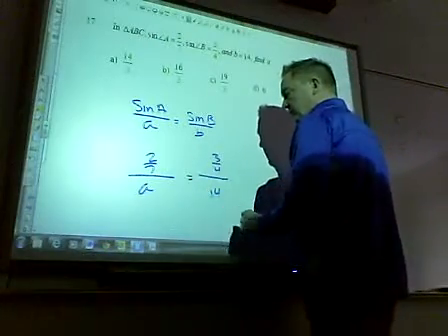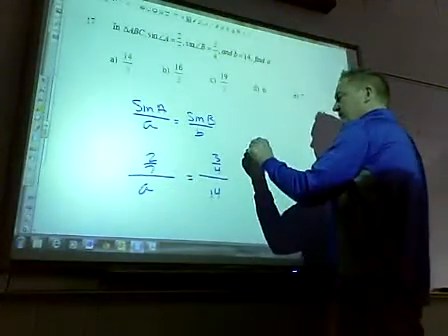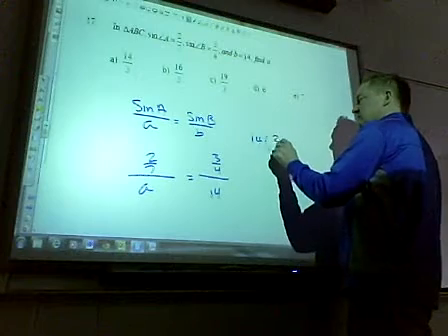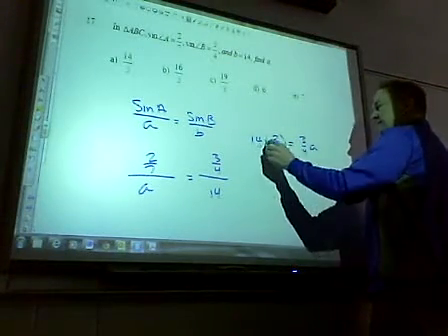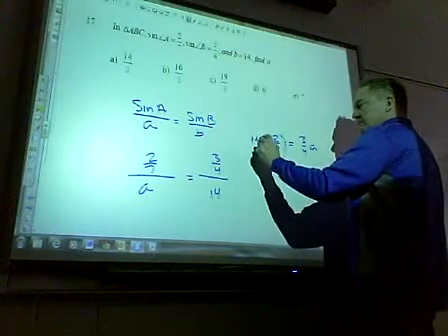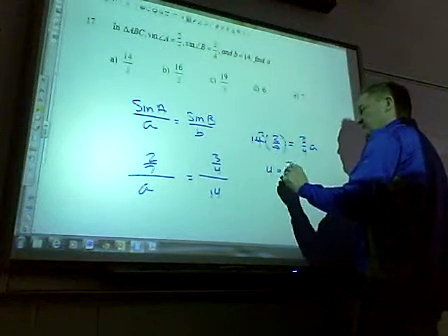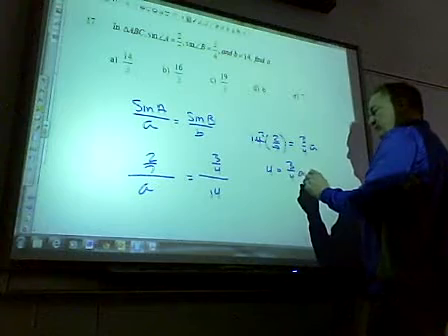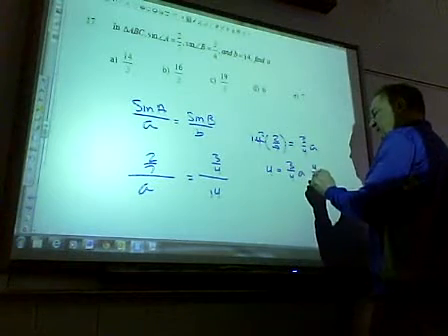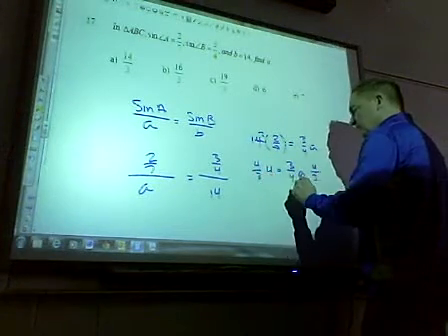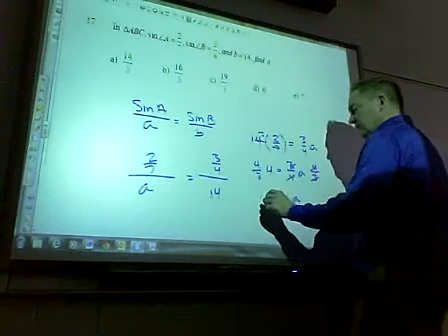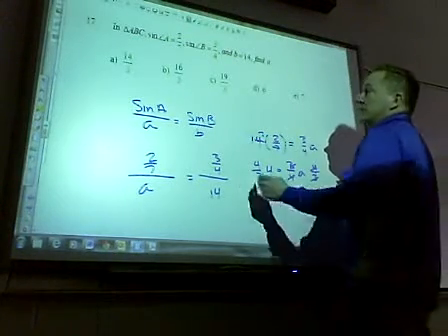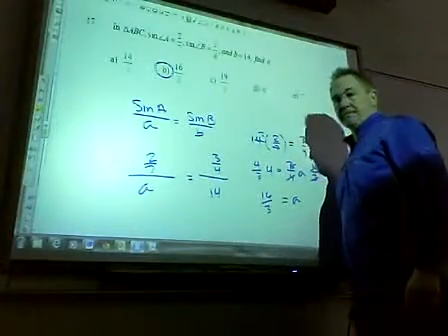Easy enough. Cross products, right? So 14 times 2/7 equals 3/4 times A. Well, 14 times 2/7 is 4. Multiply by 4/3 to get A by itself. 4's cancel. All we have left on the right side is A. 16/3 is our A value. And that's letter B. Okay?